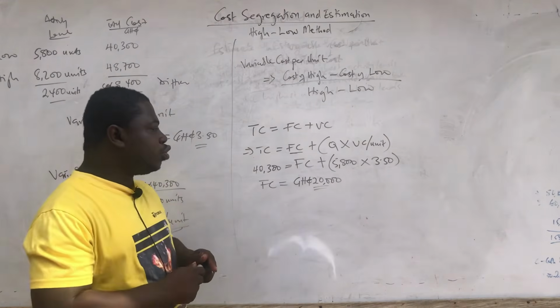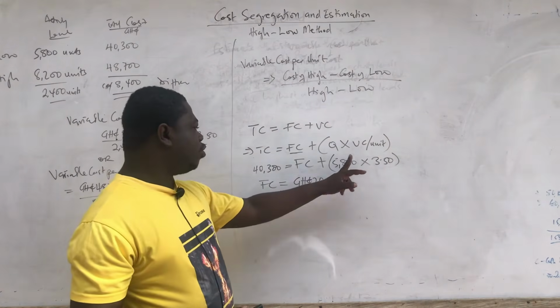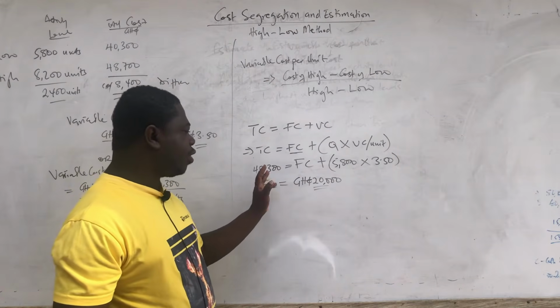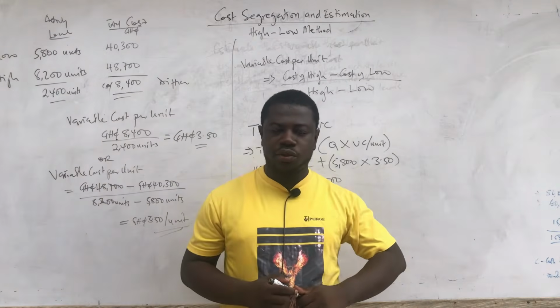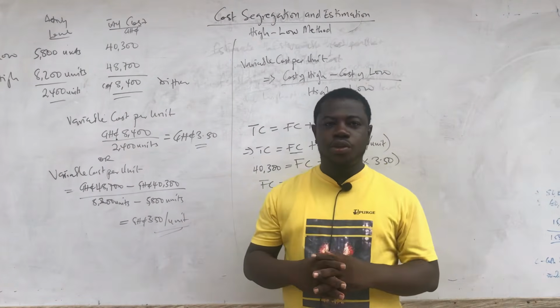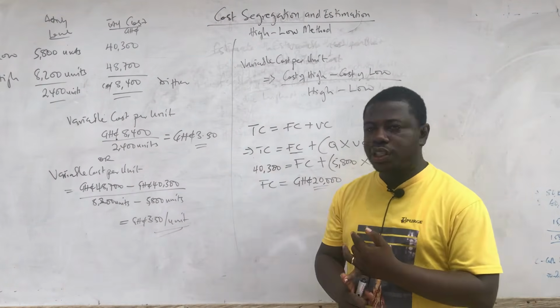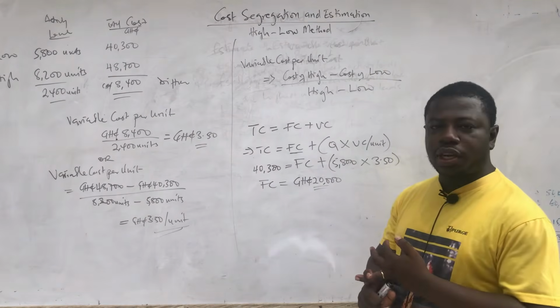So this is how it's going to be. You multiply these two and then you bring it to the other side of the equation to subtract from the 4,300. And then you have 20,000 as your fixed cost. So we are done with the second step. So now we have found our variable cost per unit. We've been able to estimate the total fixed cost as well.